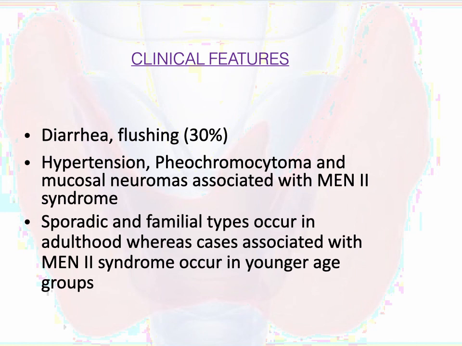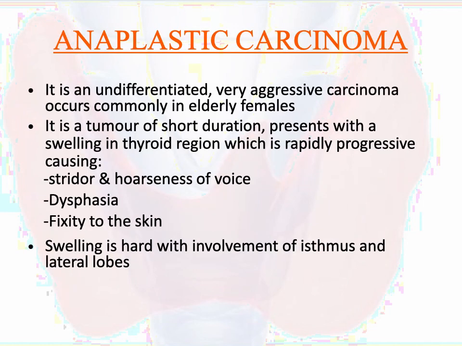Clinical features, I told you, diarrhea. It's soft, and there might be involvement of other endocrine glands, such as pheochromocytoma, with hypertension. This might be there. Anaplastic carcinoma is an undifferentiated, very aggressive carcinoma, usually in elderly females, with a tumor of short duration. It presents with swelling in the thyroid region, rapidly progressing, causing stridor, hoarseness of voice, dysphagia, and fixity to the skin. Swelling is hard with involvement of the isthmus and lateral lobes.